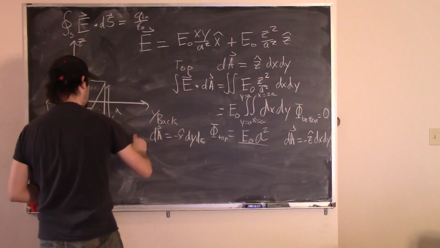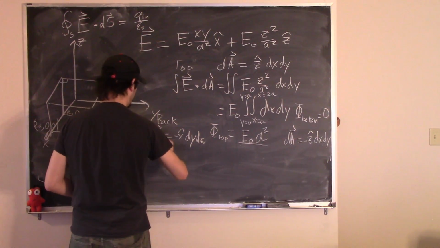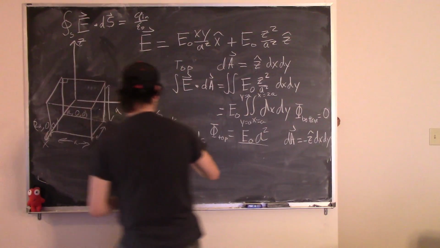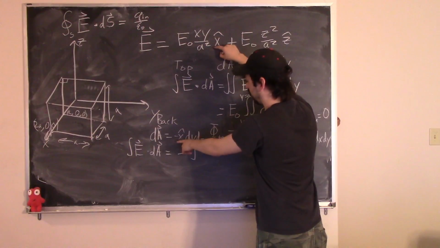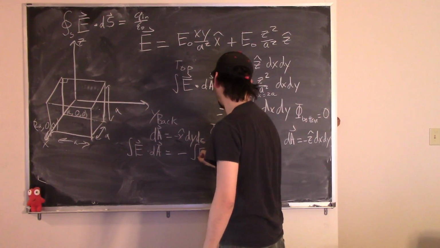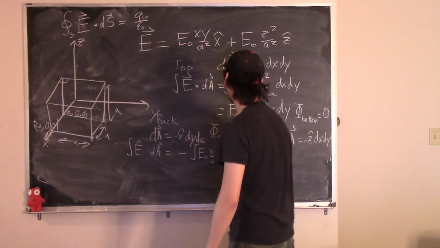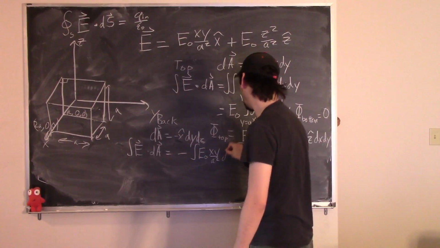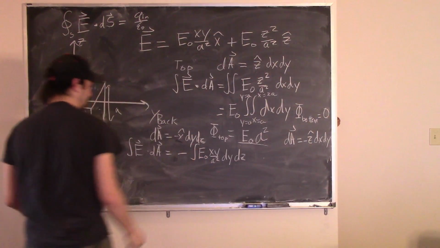Okay. So when we do this flux calculation here, the integral of E dot dA is going to be equal to, you get a negative sign out front for the dot product because I have a negative sign. And then this is going to be E0 xy over a squared times dy dz. And so this is again for the back face.